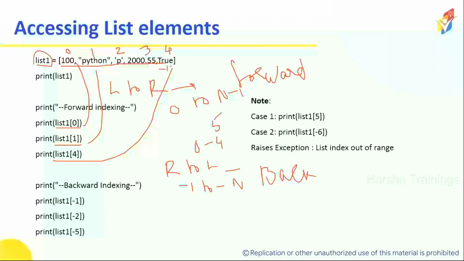Now, the right side values will be minus 1, then minus 2, minus 3, this will be the minus 4 index, and this is the minus 5 index. Now, how can I read the data? List 1 of minus 1 will be true. List 1 of minus 2 is 2000.55. List 1 of minus 5 is 100.